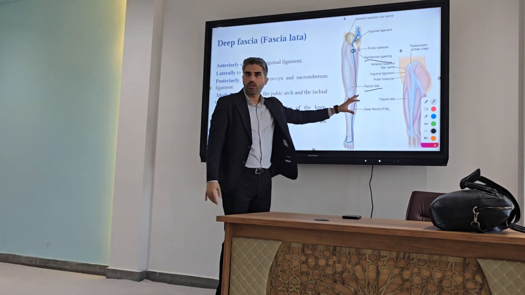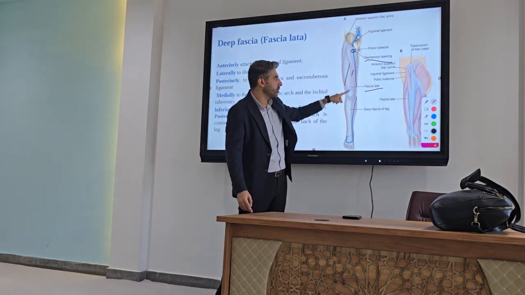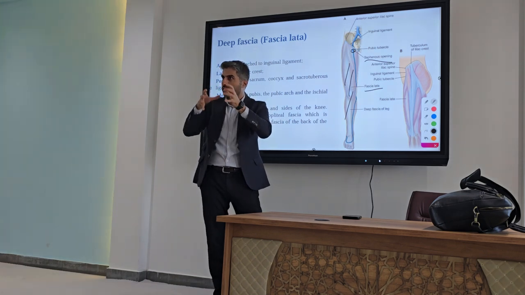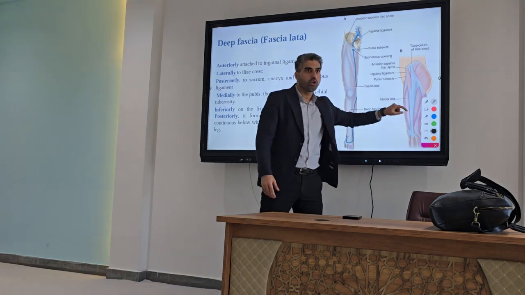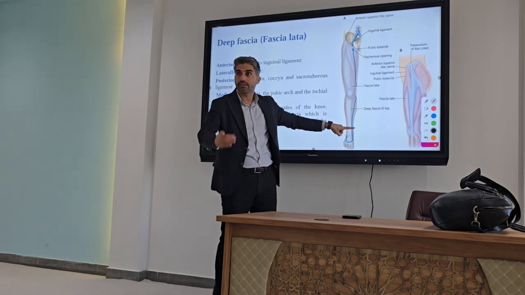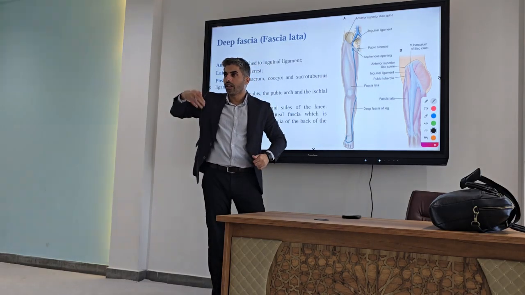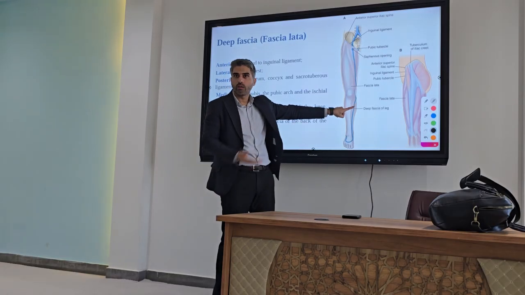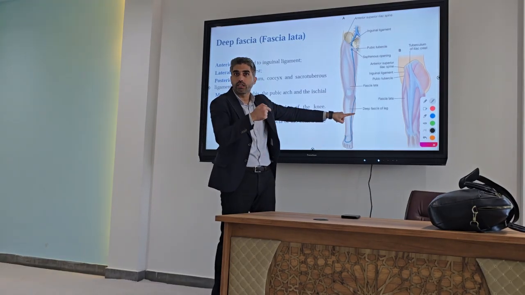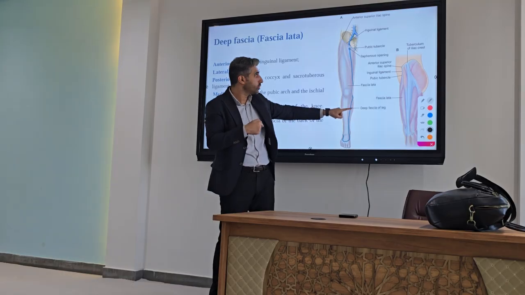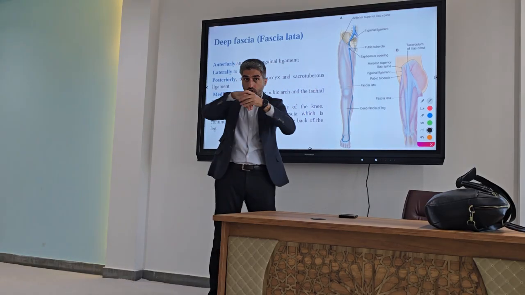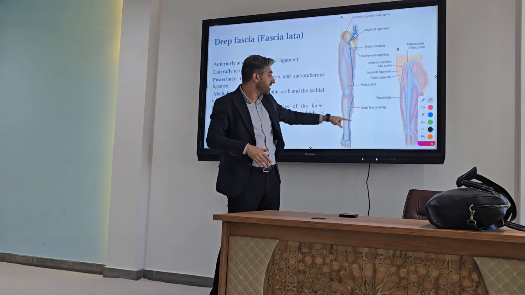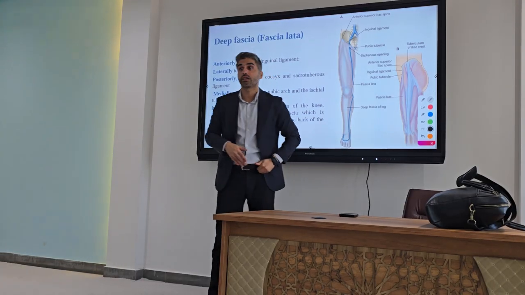Look at the picture. I told you, this is deep fascia. Deep fascia covers the muscles. Fascia lata. Look at this vein. It's outside of the deep fascia. It's superficial to the deep fascia. It means this is a superficial vein, because you can see that easily. If it was a deep vein or artery, it should be inside the muscle. But no, it's superficial. This is the great saphenous vein.